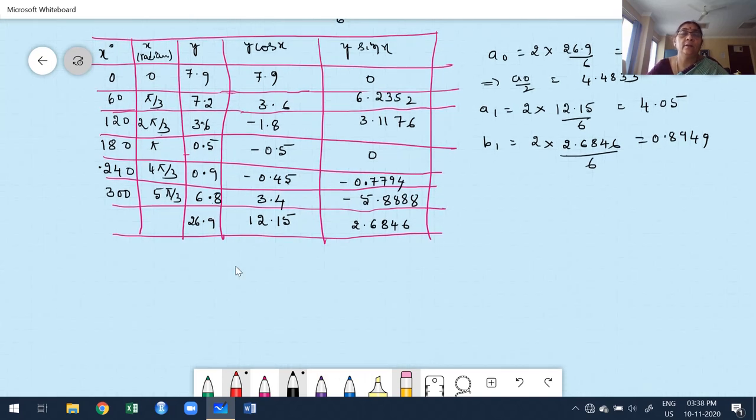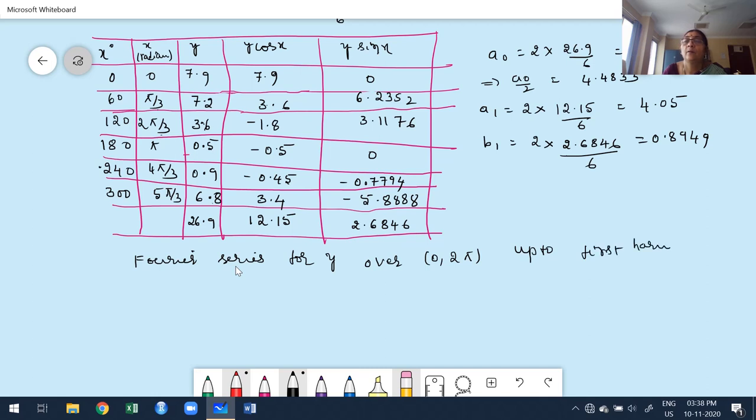We have written that formula. Now here, the Fourier series for y over 0 to 2 pi up to first harmonic is y equals a naught by 2, which is 4.488, plus a1, 4.05 into cos x, and then b1 is 0.8949 into sin x.